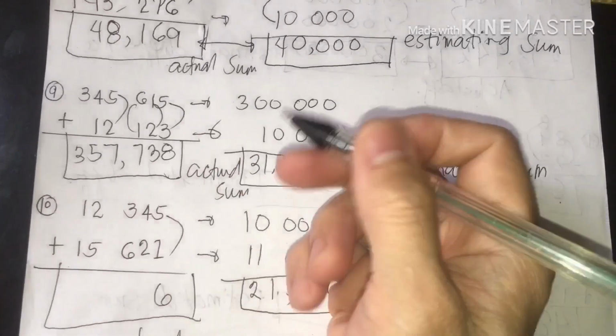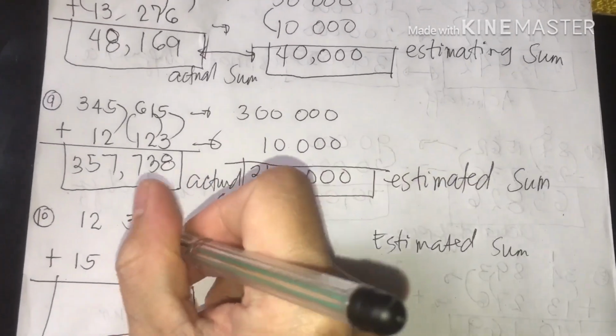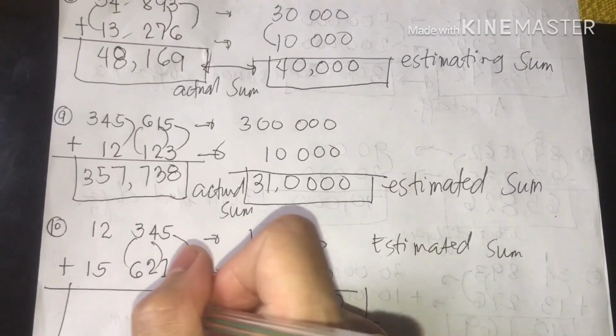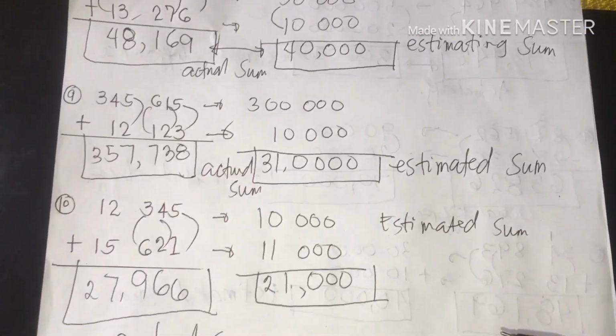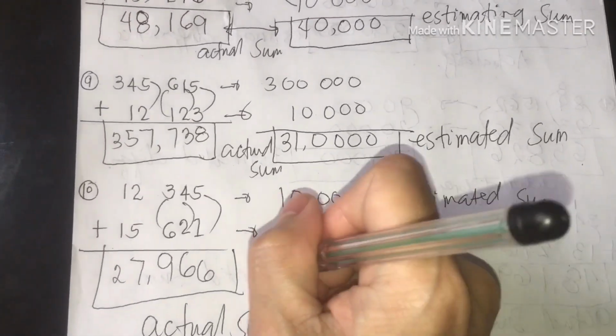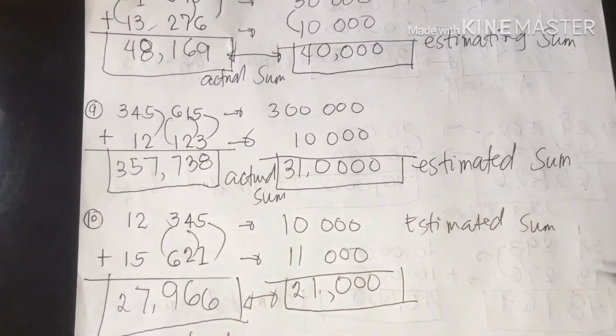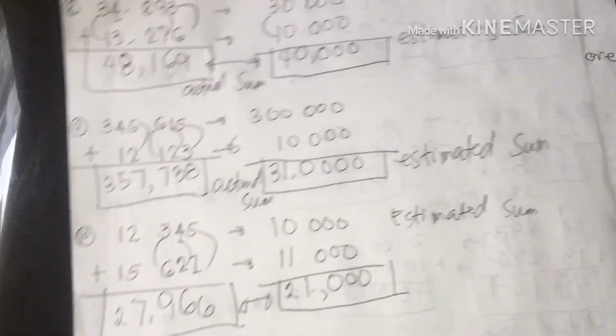5 plus 1, guys, 6. 4 plus 2, 6. 3 plus 6. So we have 9, 7, and 2. So 27,966 are actual sum and 21,000 are estimated sum.